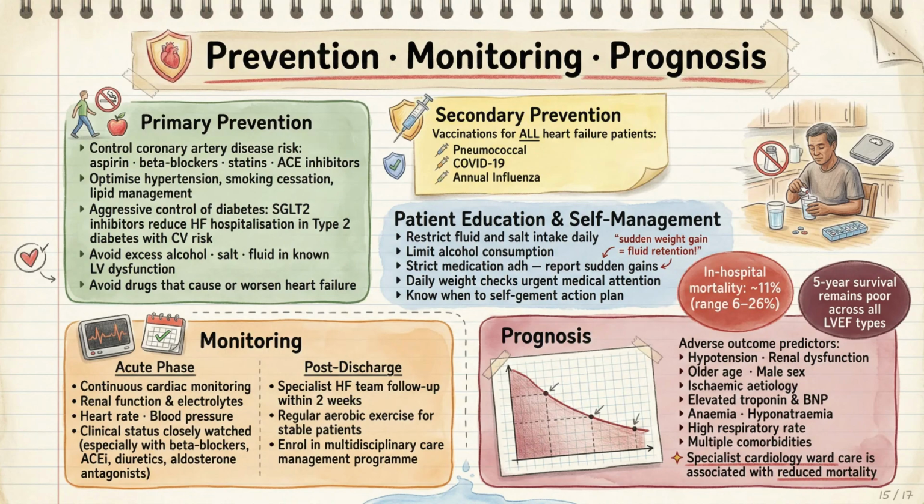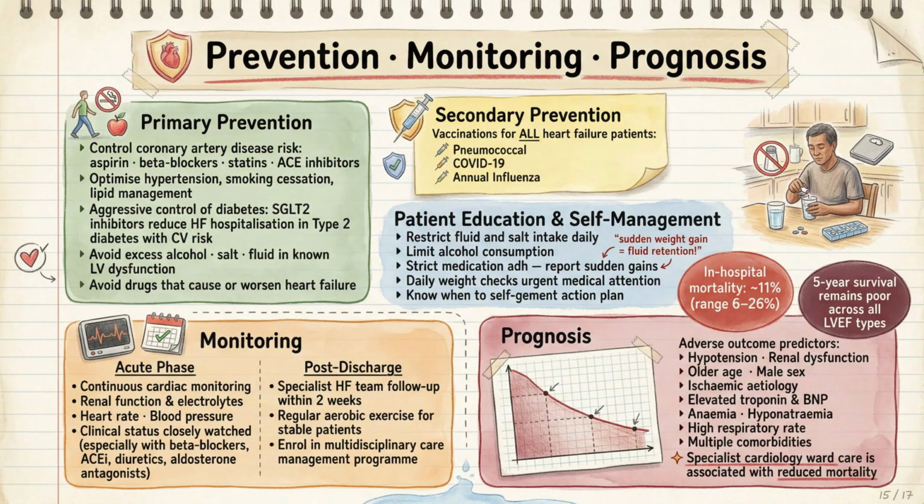Secondary prevention: vaccinations for all heart failure patients, pneumococcal, COVID-19, annual influenza. Patient education and self-management: restrict fluid and salt intake daily, limit alcohol, strict medication adherence, daily weight checks. Sudden weight gain equals fluid retention. Know when to activate the self-management action plan.